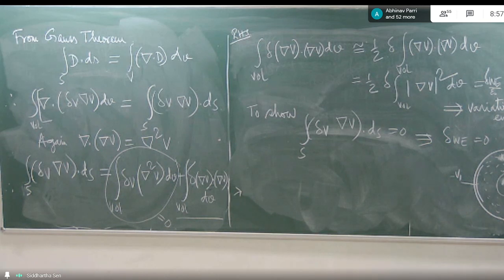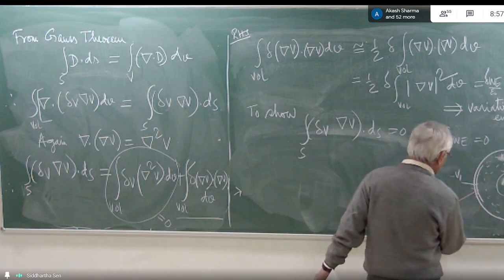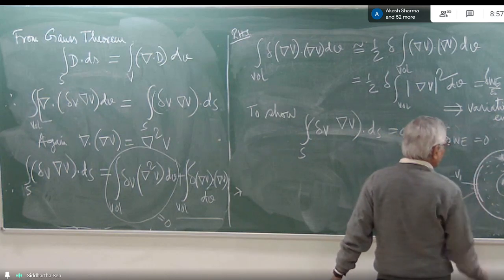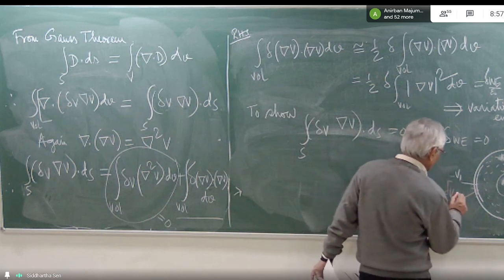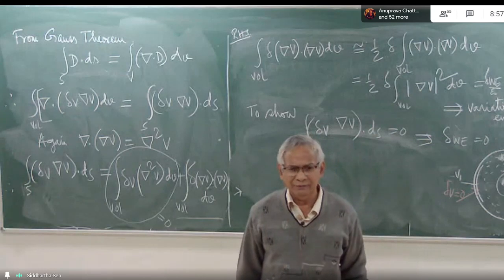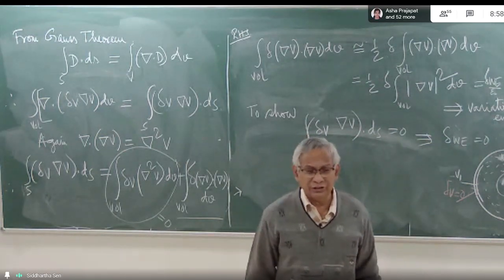Up to this range, the voltage is defined. So I don't allow any variation of voltage. So it is delta V equal to 0 there, because voltage is specified.